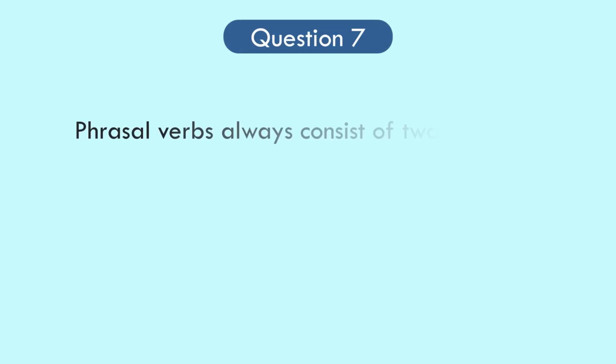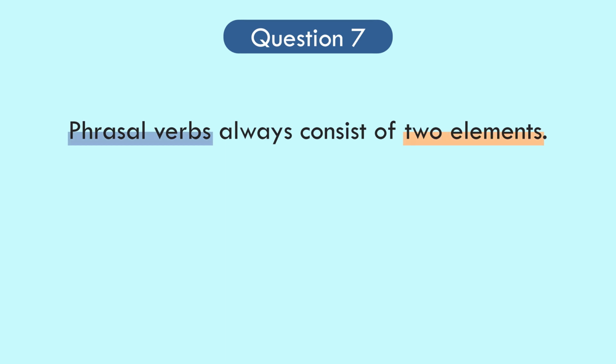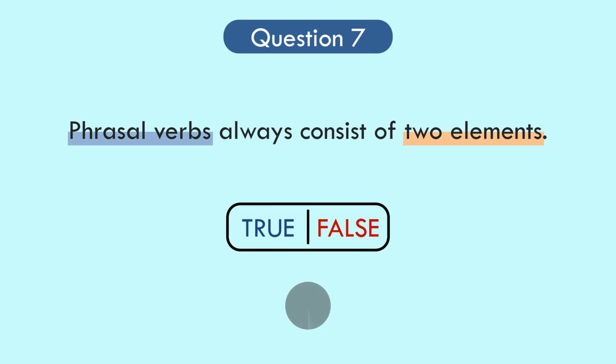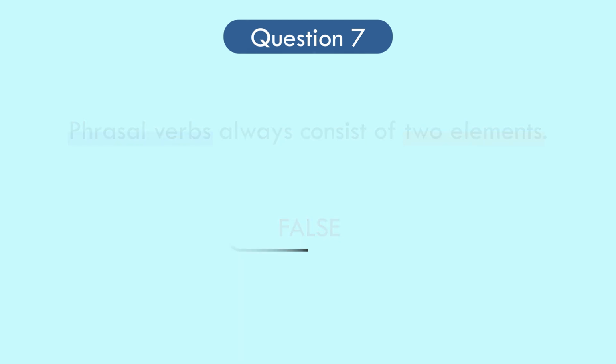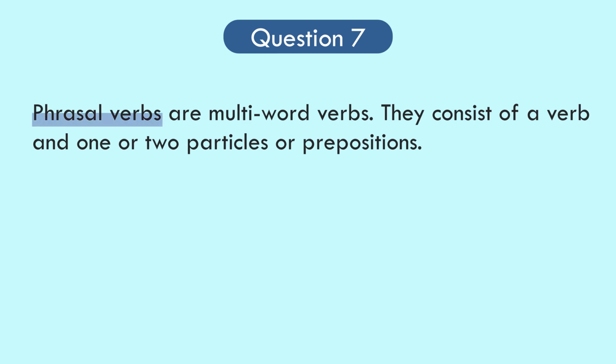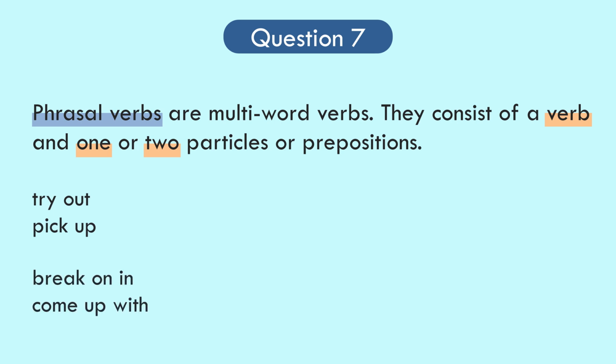Question 7. Phrasal verbs always consist of two elements. True or false? False. Phrasal verbs are multi-word verbs. They consist of a verb and one or two particles or prepositions. The phrasal verbs try out and pick up consist of two elements. The phrasal verbs break in on and come up with consist of three elements.